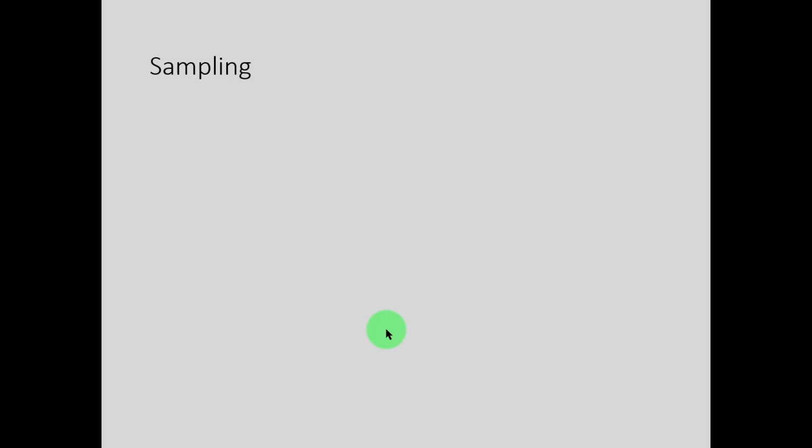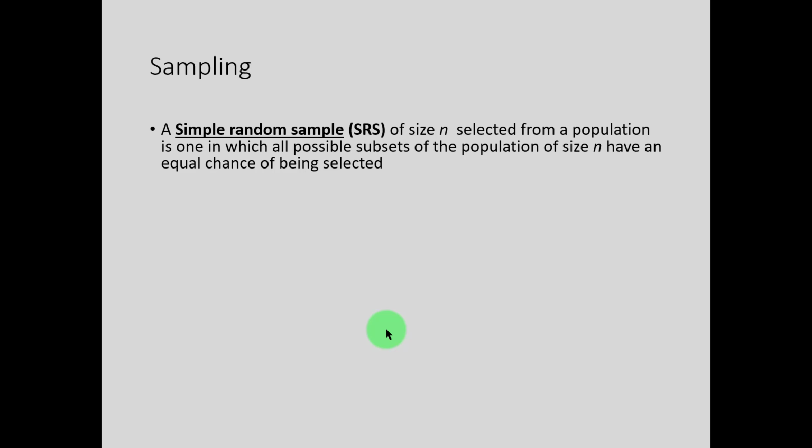Let's talk about some of those methods. The main method, the primary method, is called simple random sampling. And this is sort of the technical definition, and we're going to break it down: a simple random sample of size n, so n is representing a number, selected from the population is one in which all possible subsets of the population of that size n have an equal chance of being chosen.